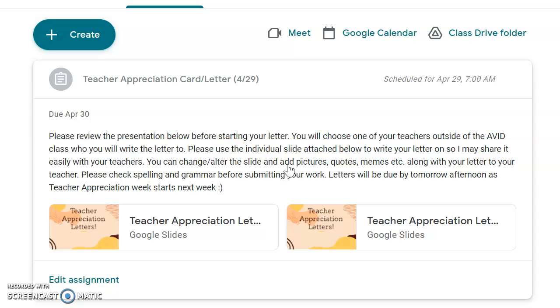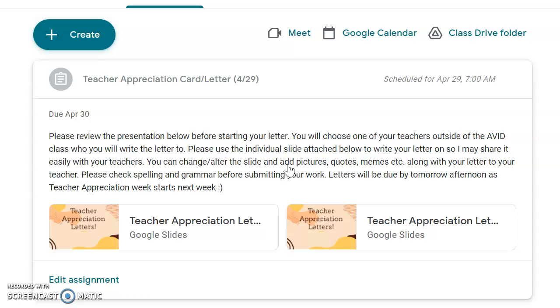Now, you only have to pick one teacher. It does not have to be for all of your teachers, but at least pick one of your teachers that you really feel has made a great difference in this school year, or who has helped you a lot, or who just really puts a smile on your face. For any reason, just go ahead and pick one of your teachers. Please pick it for a class other than AVID.